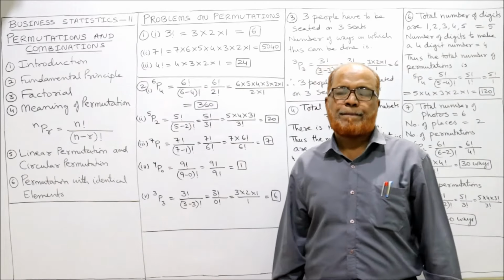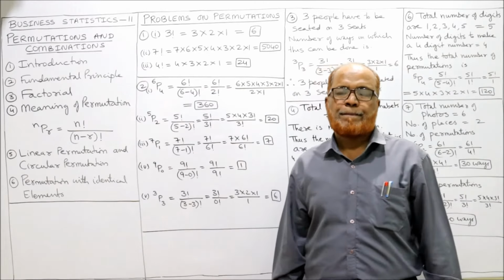So how many ways can he choose two players, a combination of one batsman and one bowler? So 4 batsmen, 3 bowlers. The combination may be first batsman and first bowler, second batsman and first bowler, third batsman and first bowler, fourth batsman and first bowler.